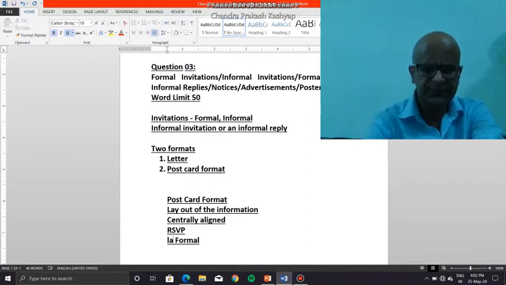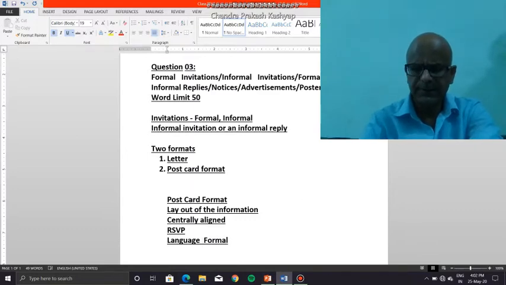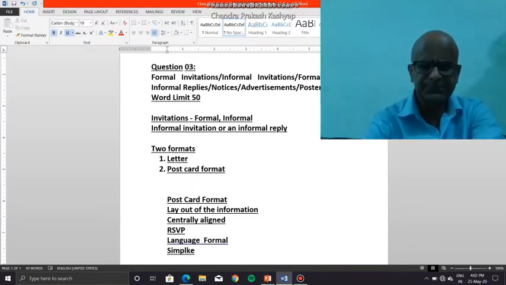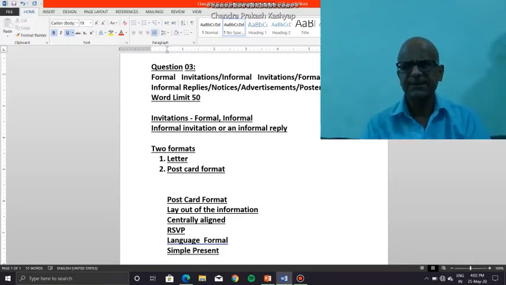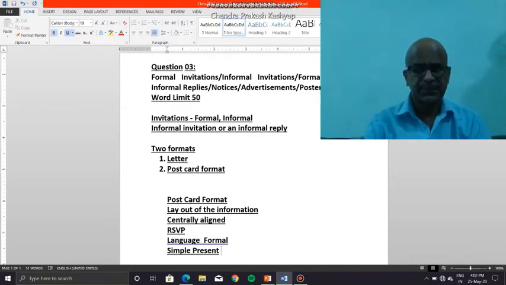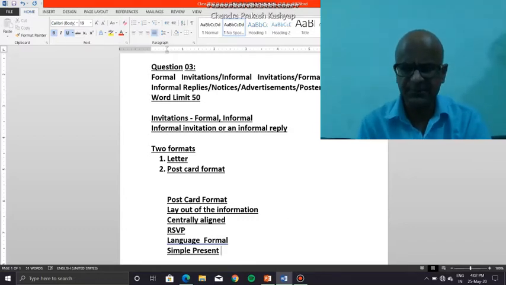The language is formal. The tense that is used is simple present or present indefinite. The reason is simple. If I want to talk about or describe an event which is scheduled in the future, and I have to word it formally, I will use present indefinite, simple present. Therefore, language is formal. Tense used throughout is present indefinite or simple present.